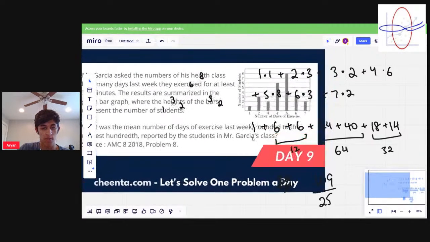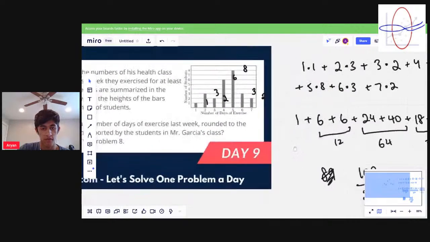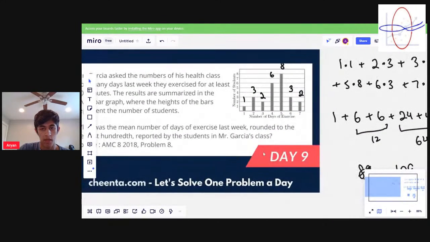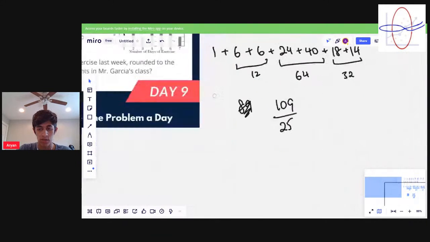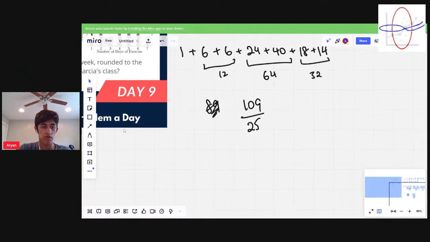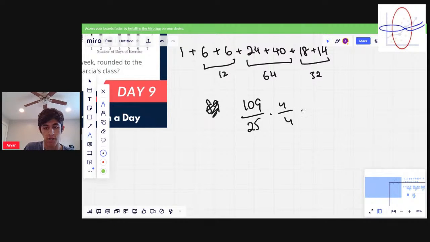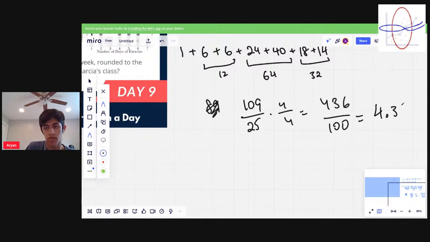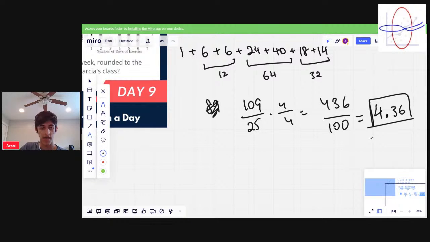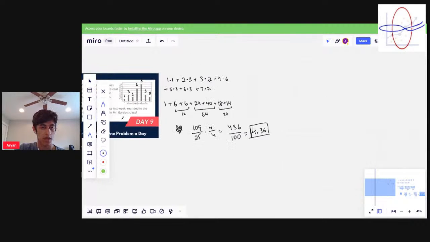And looking at the problem, the problem asks for the answer rounded to the nearest hundredth. So 109 over 25 to the nearest hundredth. That's not hard to do, because if we multiply both denominator and numerator by 4, we get 436 over 100. And this as a decimal is just 4.36. And so that would be our answer. And that concludes this question.